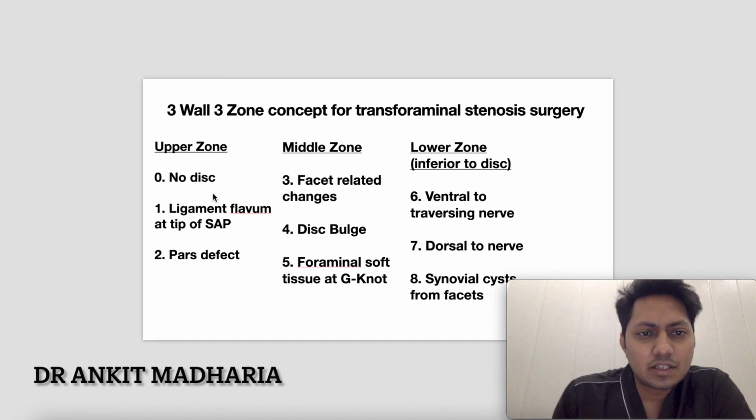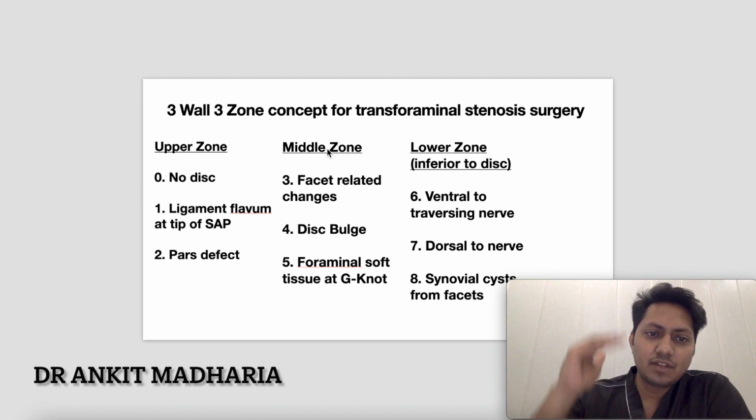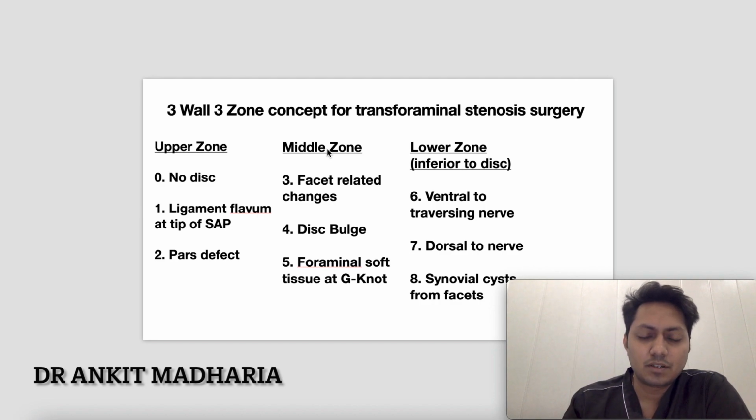Let me tell you what the three wall three zone concept is. The three wall three zone concept divides the spinal canal into three zones: upper zone, middle zone and lower zone. The middle zone is the disc zone. Anything superior to that is the upper zone, and inferior to that is the lower zone.